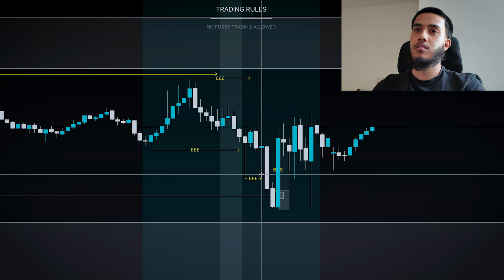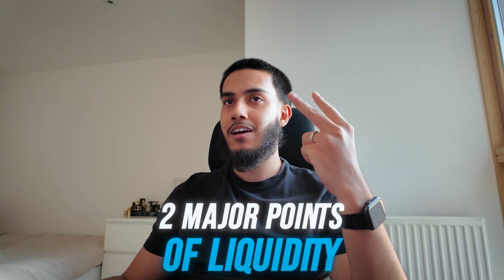FOMC took out this lunch hour low, and FOMC also took out the previous daily low. So we had two major points of liquidity getting taken out at the same time. Instead of the sell side liquidity getting taken out and tapping into the 4-hour, we took out the buy side liquidity at the bottom, and then we had our lower time frame confirmations to take buys towards the upside. Let's go through these lower time frame confirmations.